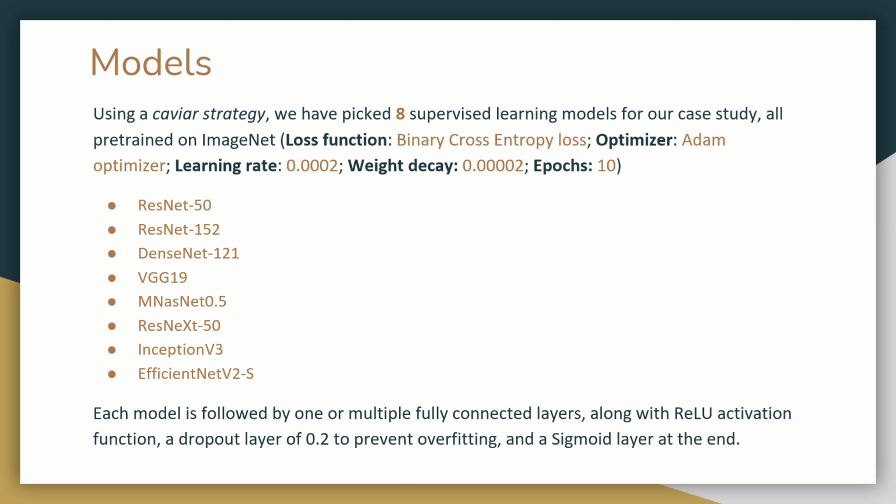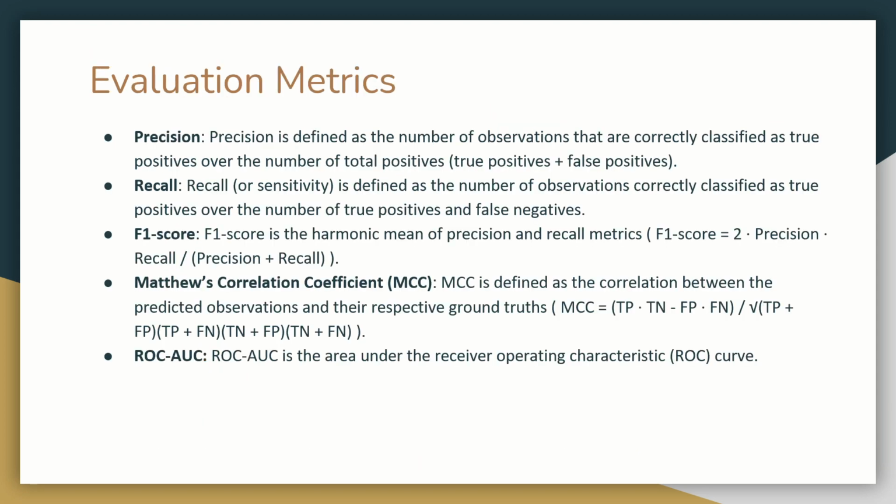We use binary cross entropy loss and add an optimizer for 10 epochs. Moreover, each model is followed by one or multiple fully connected layers, along with a ReLU activation function, a dropout layer of 0.2 to prevent overfitting, as well as a sigmoid layer at the end. For the evaluation metrics, we decide to evaluate our models using the following metrics, which include precision and recall, F1 score, Matthews correlation coefficient, and also for sure the ROC AUC score.